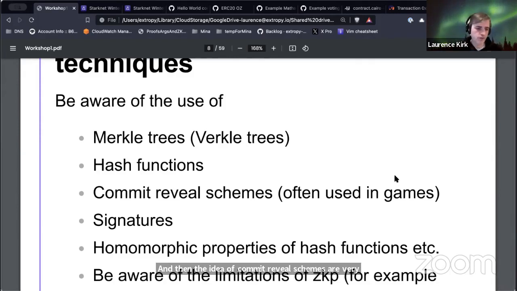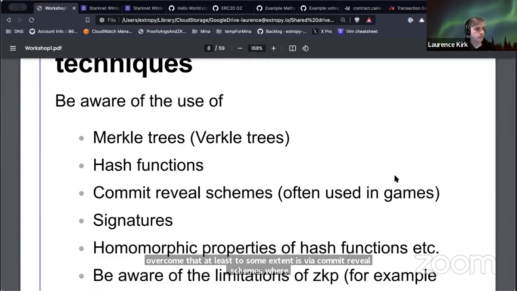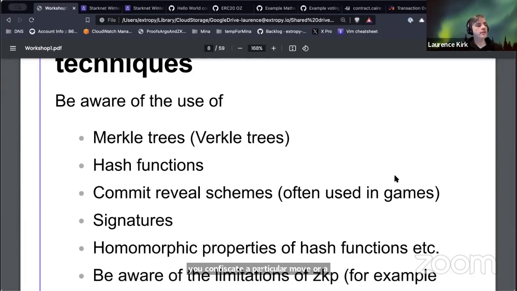And if you're looking at writing a game in a decentralized environment, then we usually have the problem, particularly if we're in a public blockchain, that the other players can see what your moves are. One way to overcome that, at least to some extent, is via commit reveal schemes, where you obfuscate a particular move or a particular piece of data, but you commit to it. Later on, you can do a reveal where you reveal your data or your move, and that can be matched against the commitment that you gave earlier on.